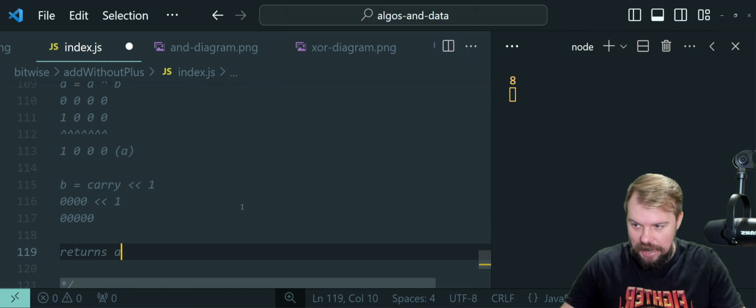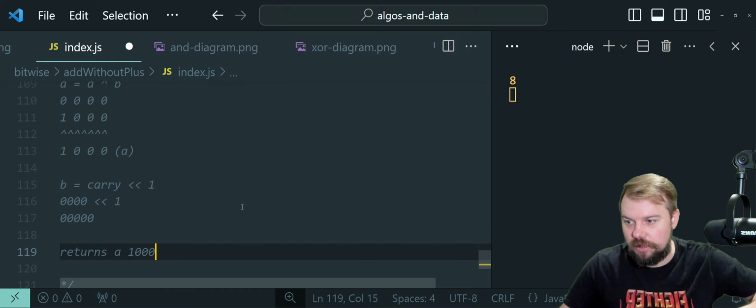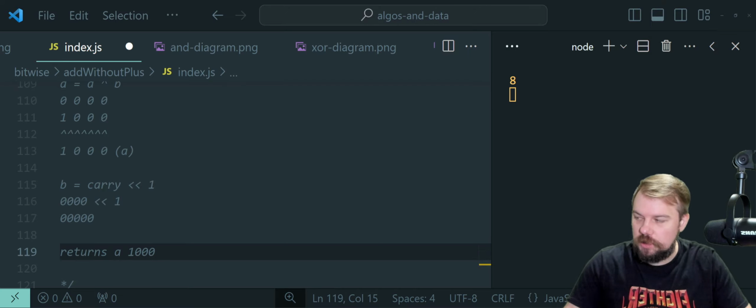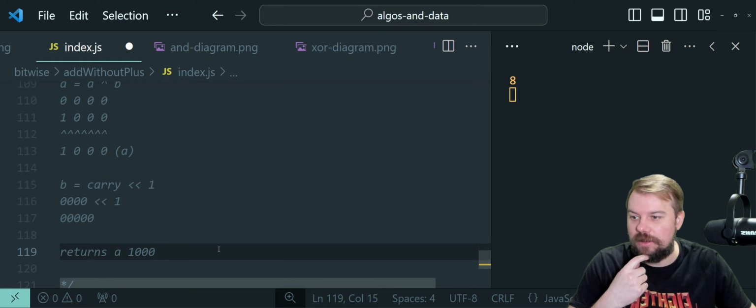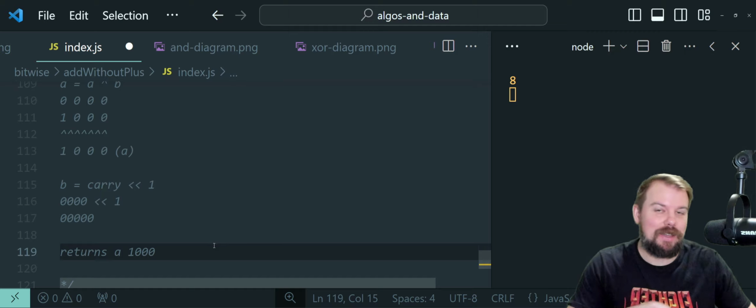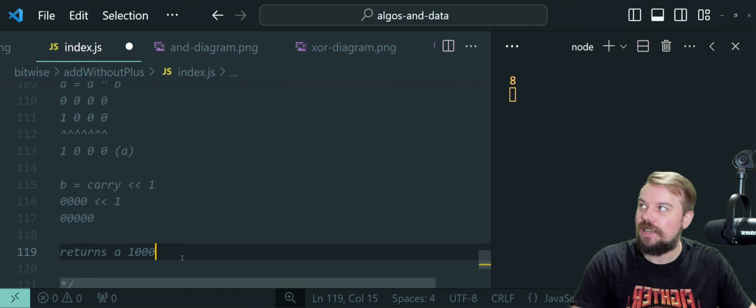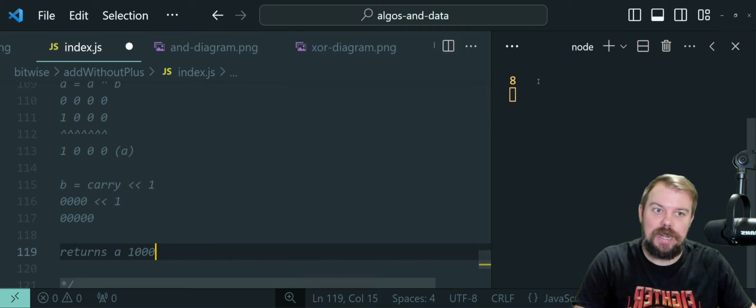So it returns A, which is 1000, which should be 8 in binary, right? Yeah, because I know 1000 is 8 in binary. And there you go. That is our answer. It returns 1000 in binary, which is indeed our 8 value.